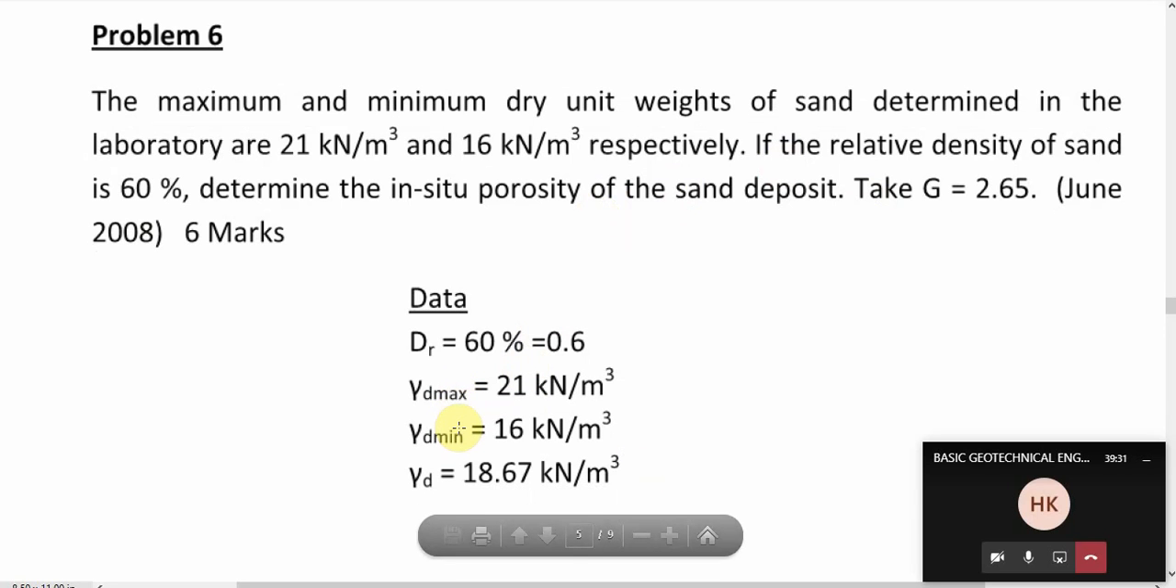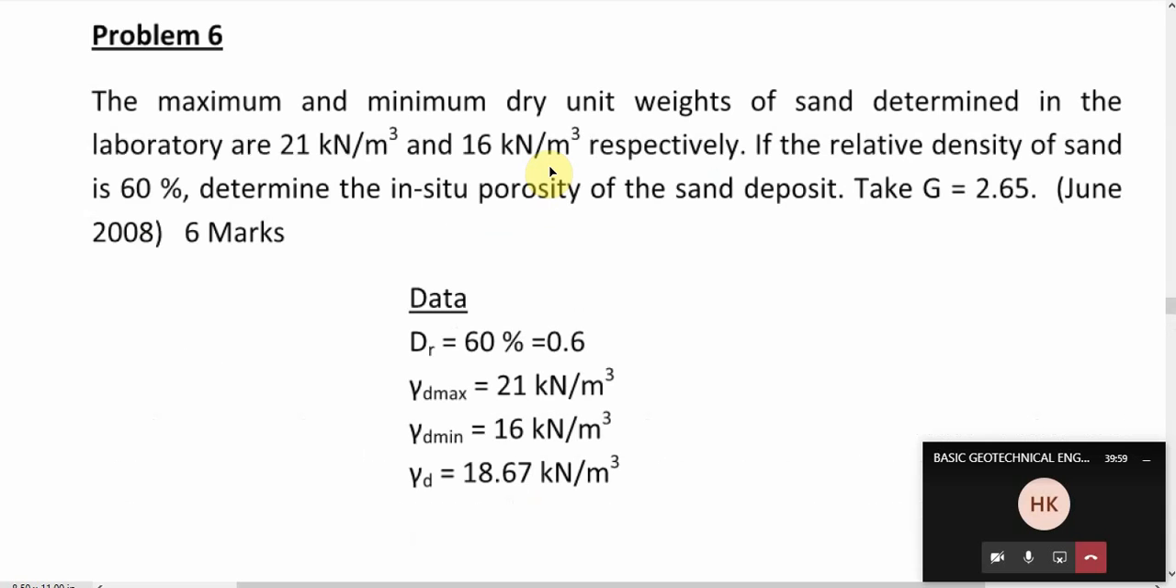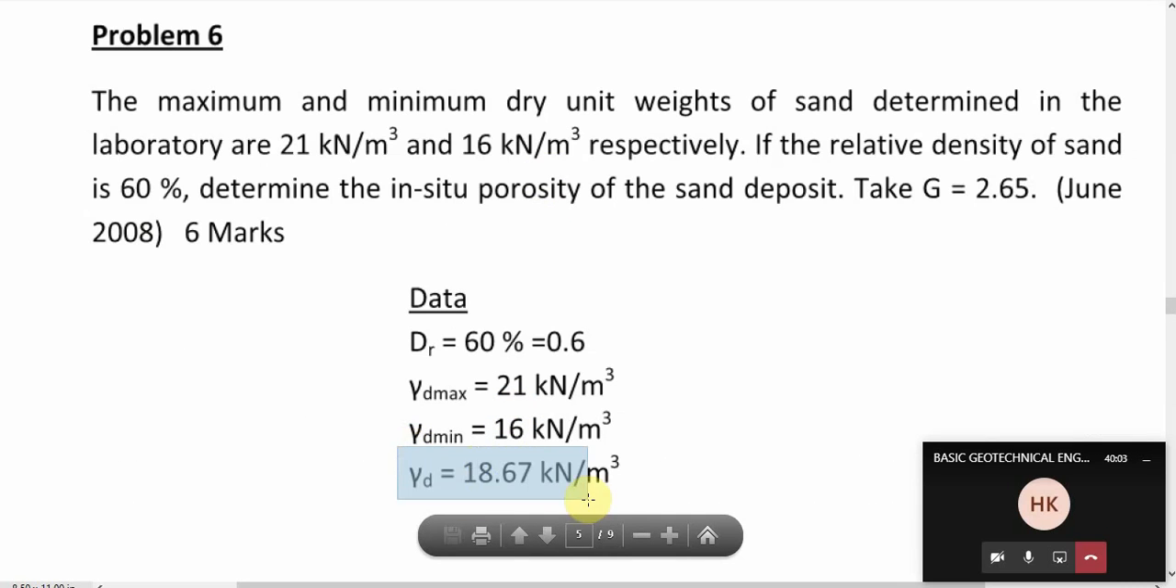This is the formula for relative density. In this expression, relative density is known, it is 0.6. Gamma D max is 21, gamma D minimum is 16. Substitute all the values and find the value of gamma D. Gamma D value is 18.67. It is calculated as 18.67.